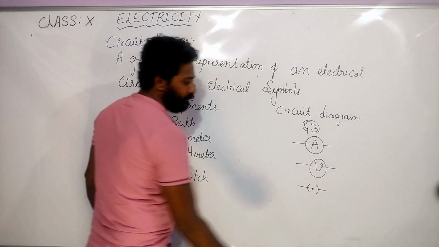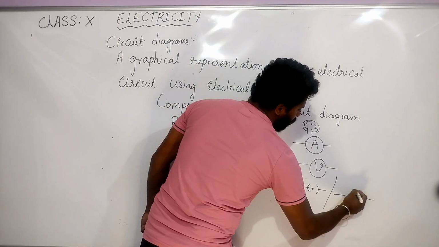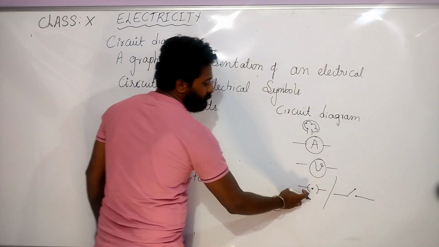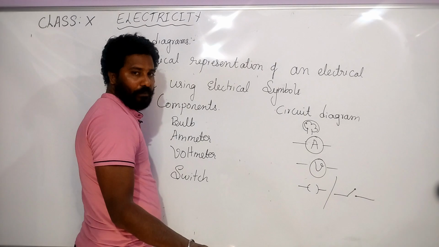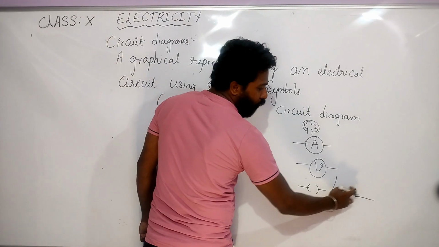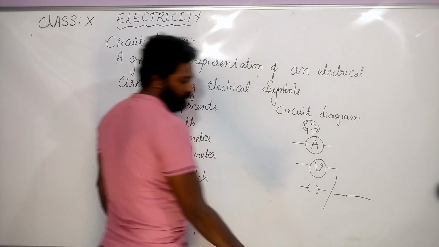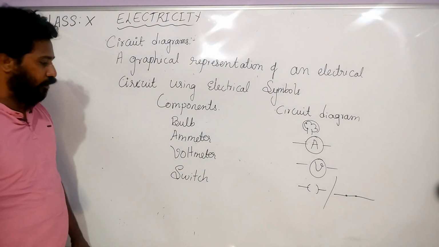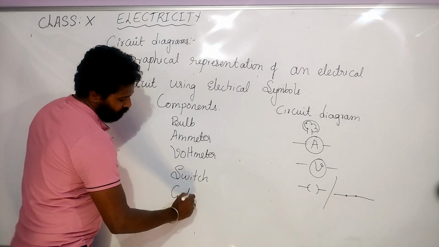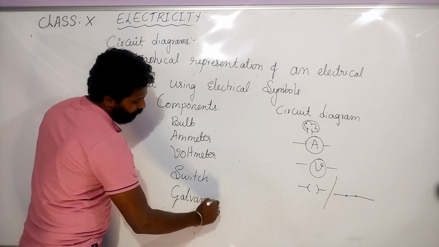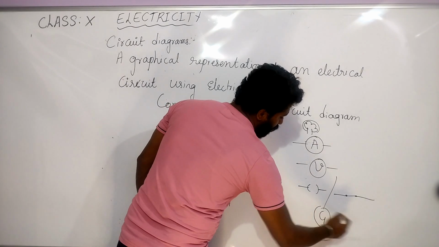We can represent it like this, or we can also represent it like this. This means the switch is closed. If I erase this, that means the switch is open. If I just put two dots and close it, it means the switch is closed. Galvanometer: we represent it as G.